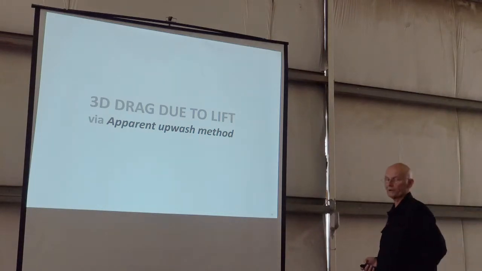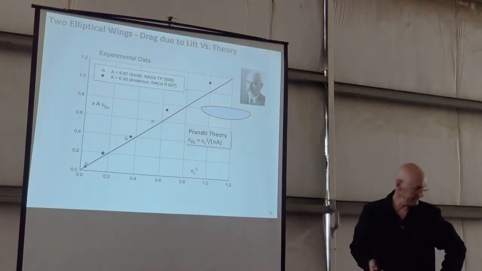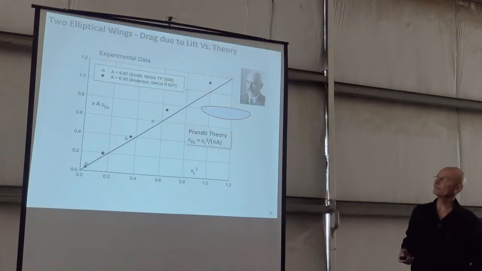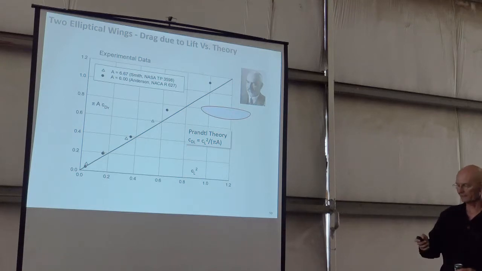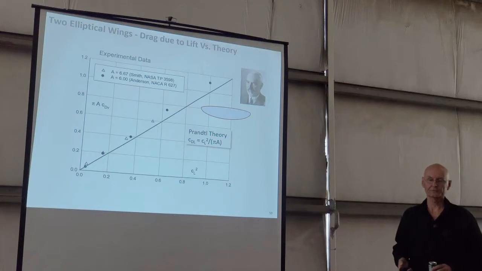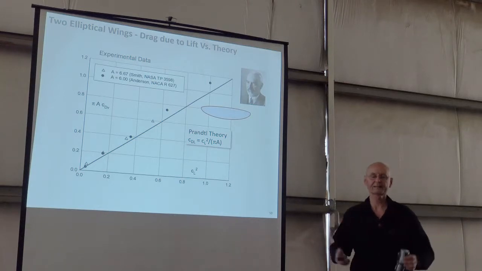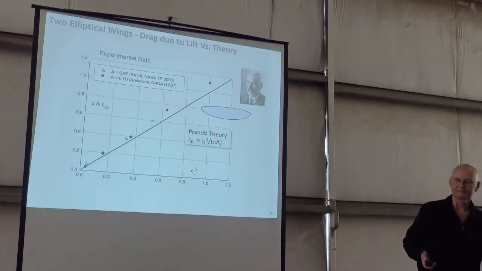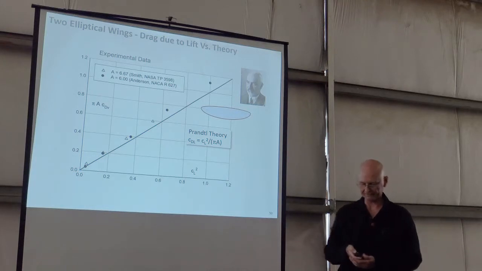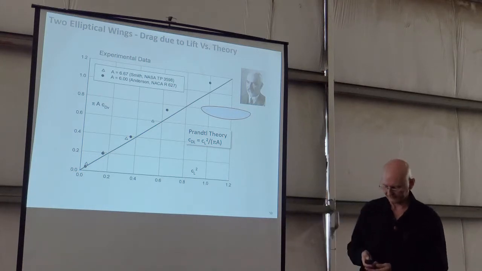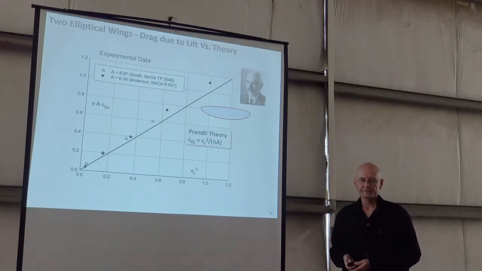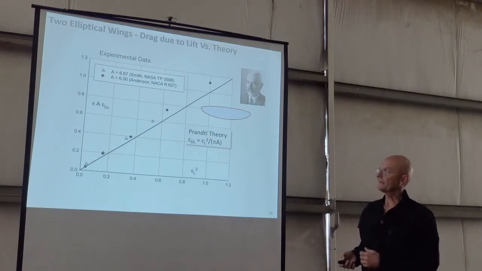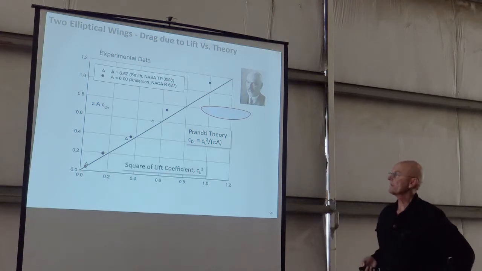Okay, apparent upwash method. So now let's revisit Prandtl's. This looks very similar to before, but this is now the drag. This is the drag of an elliptical wing. And once again, Prandtl's calculation is the solid line. And once again, the test data for two elliptical wings is 10% higher. So the drag with Prandtl's CL squared over pi A formulation was 10% optimistic. Nevertheless, we are indebted to Prandtl for the first approximate understanding of how lift and drag work and what the effect of the shape of the wing is. So the remainder of the analysis here for the drag is going to try to get closer to those symbols.